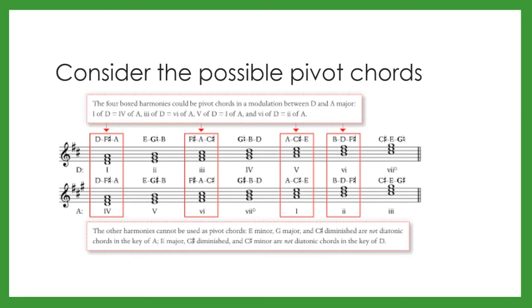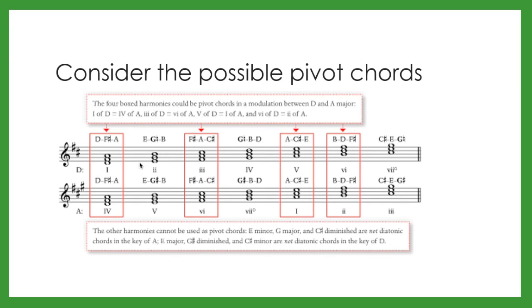A major is the dominant. So in order to find out the possible pivot chords, we must examine the chords in the key by stacking up the thirds to make a chord. So in D major, the one chord is D, F sharp, A, which in A major is the 4 chord. D, F sharp, A as well, because A major has F sharp as well.